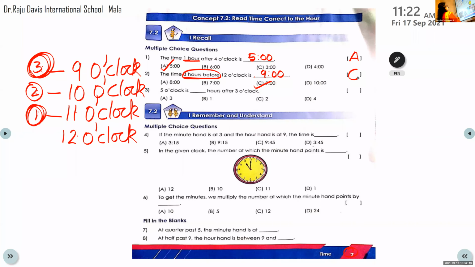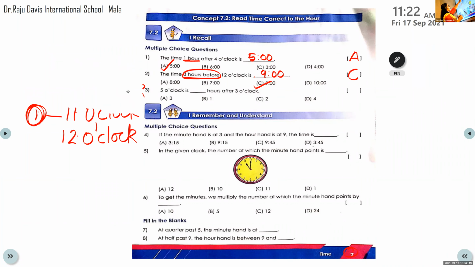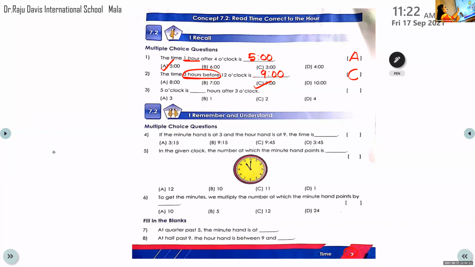If it was asked about only 2 hours, you have to move only 2 times backward. Since it is asked about 3 hours, you have to move 3 times. Now 5 o'clock is dash hours after 3.